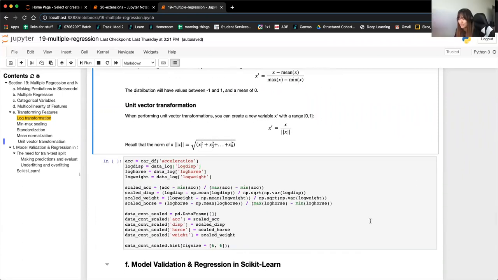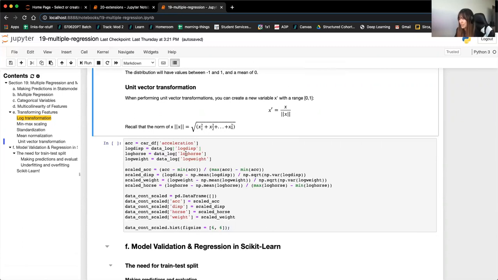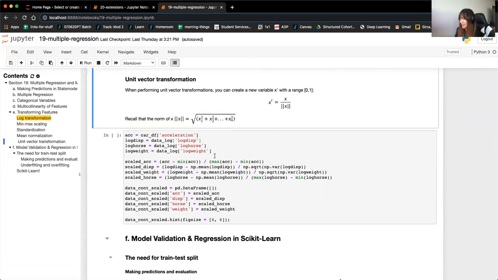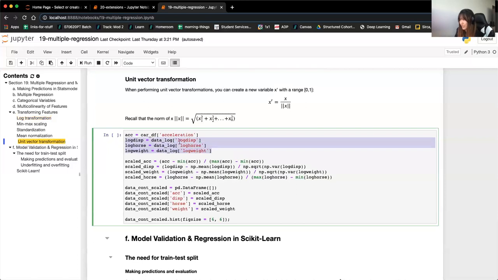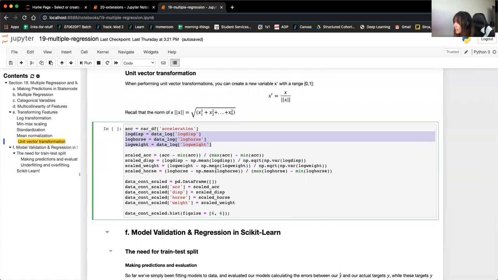But yeah, you can definitely do different scaling on different variables. So in this example, you can see that they took the log transform of displacement, horsepower, and weight. And after that, they rescaled the log transform as well by taking, I think this is min-max scaling for acceleration. Here, it looks like they did standardization. I think weight is also being standardized. And this is also min-max scaled. So different scaling for different variables, definitely a can-do thing.